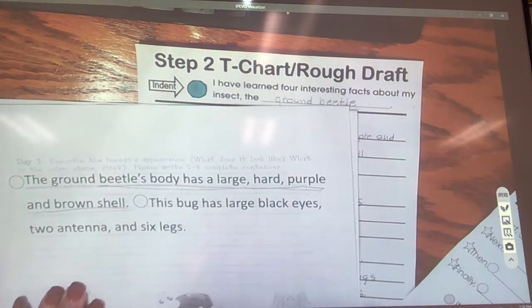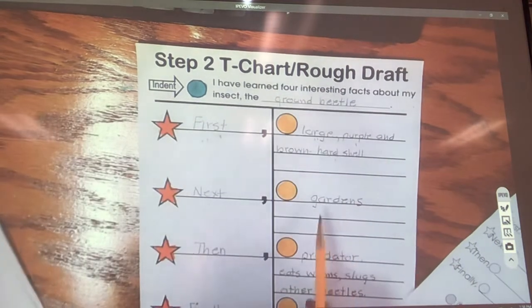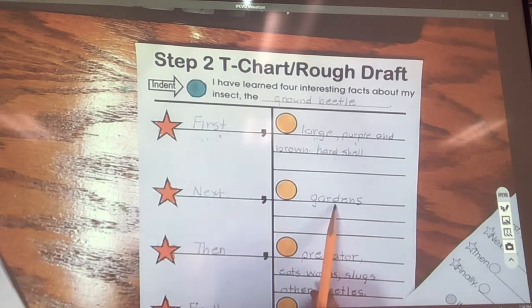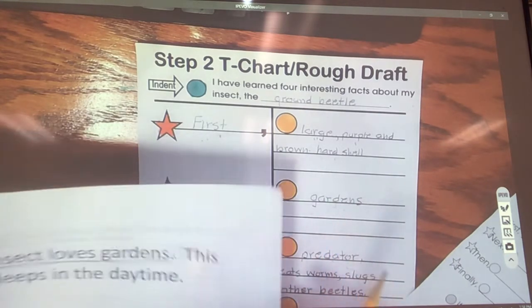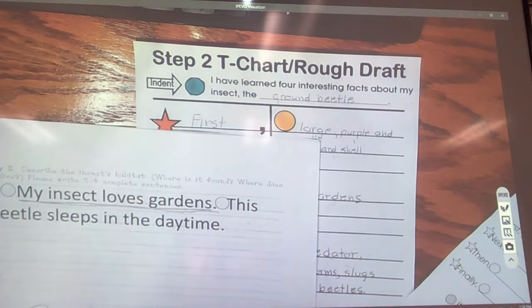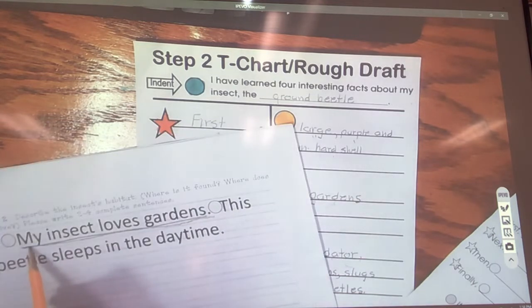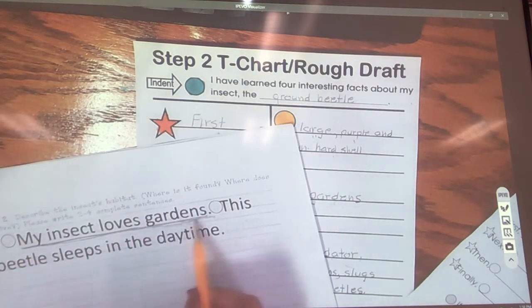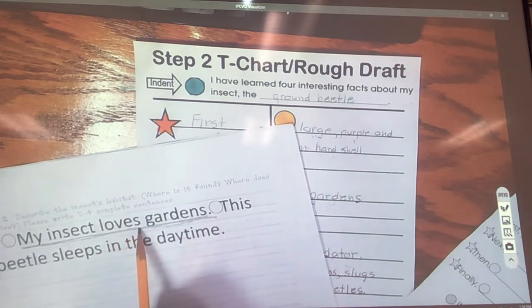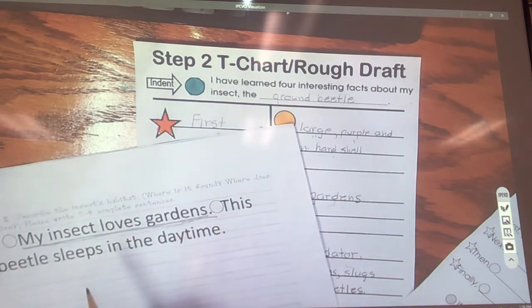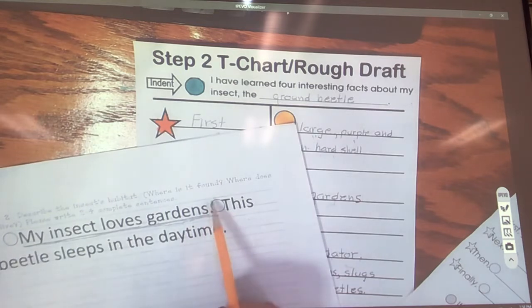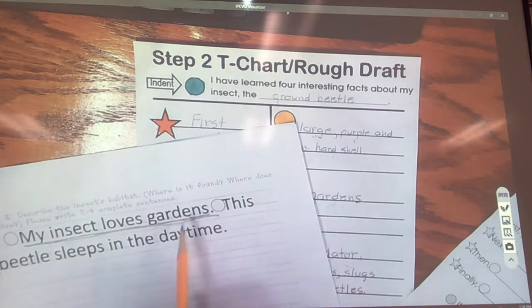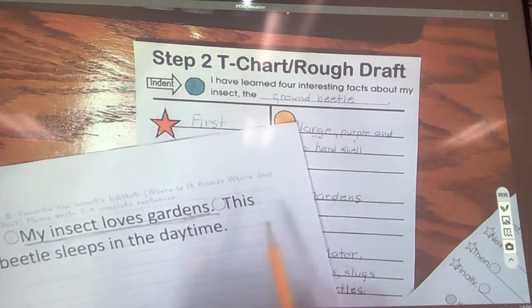Turn the page. Look at your T-chart also. Your T-chart is talking about what it lives in. If you look at your page two, it says, my insect lives in gardens. So I'm going to underline that. You might have a little more than just gardens because this doesn't say too much. Maybe I'd look that up and see if I could put a little bit more. Maybe it lives in forests also. Who knows? But put down where it is found. Where does it live? Perfect.